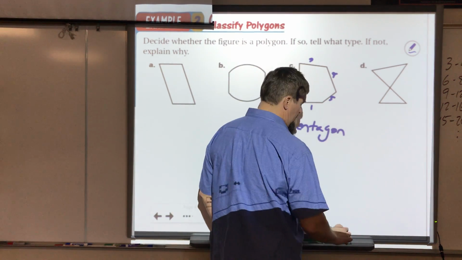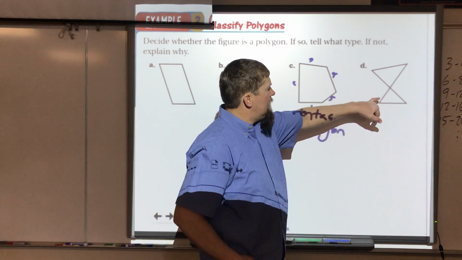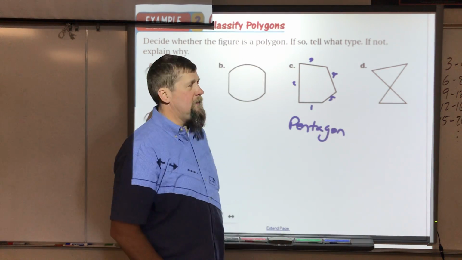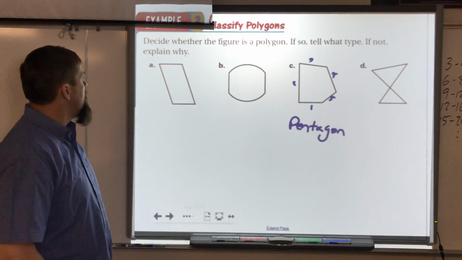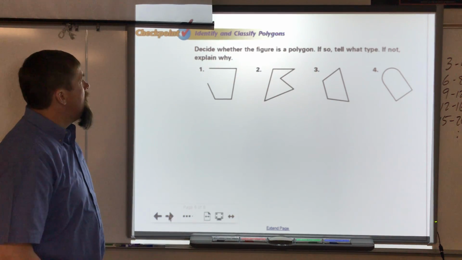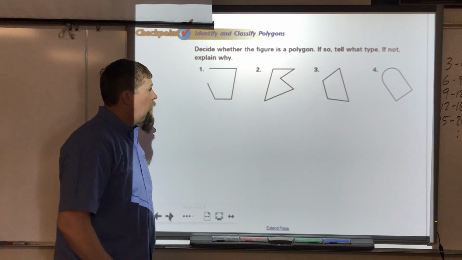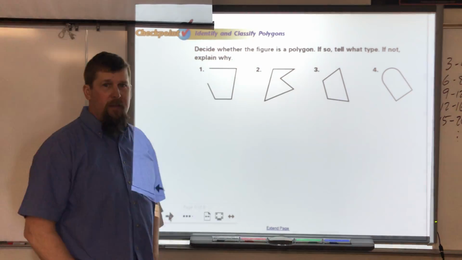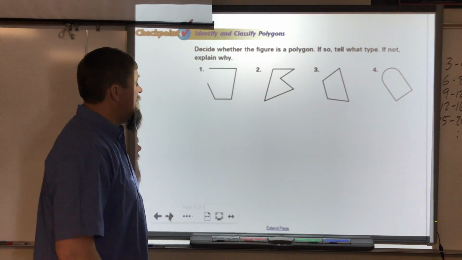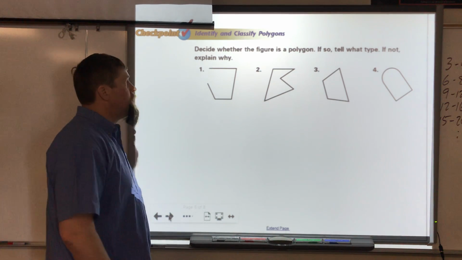D is not a polygon because the sides do not intersect at the endpoints. Okay, now's the time to pause your video and do these 4 problems and then restart the video and we're going to go over those.